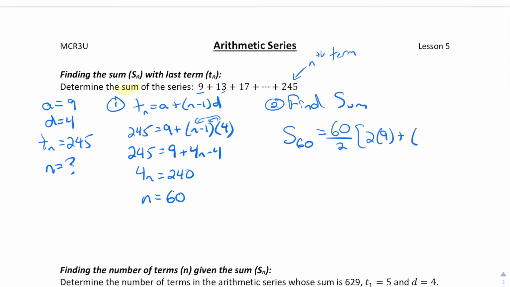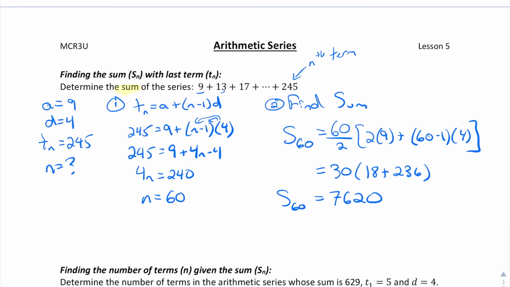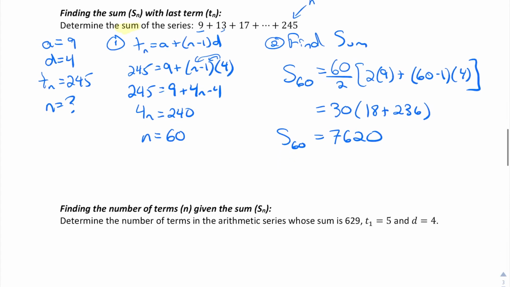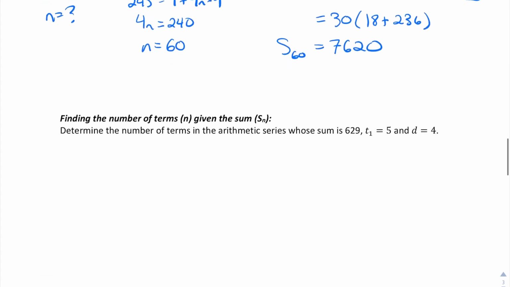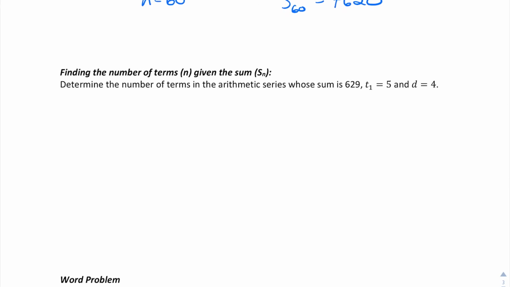So I'm going to just sub it all in right off the beginning. So I've got the sum of 60 terms equals n over 2, which is 60 over 2, times 2 times a, n is 60, d is 4. And really you can punch that all in. I'll break it up into a couple of steps. So this becomes 18 plus 236, and I'll do that one a step. The sum of 60 terms is 7,620. Like that. So we use something from earlier in order to figure out this sum.